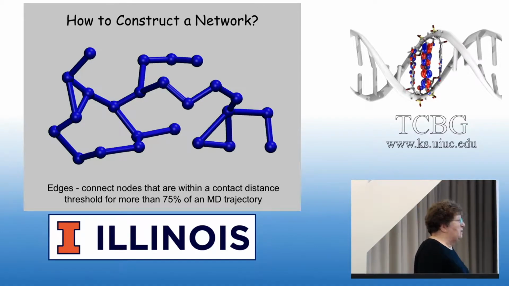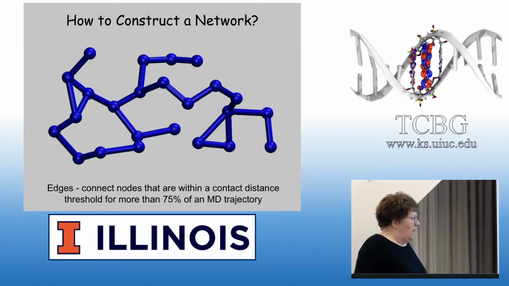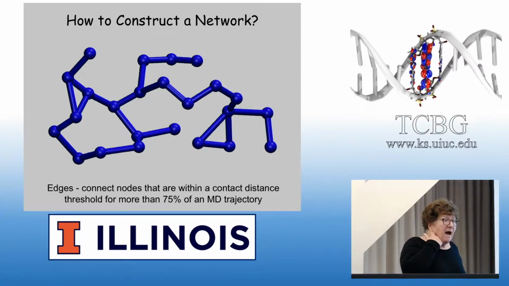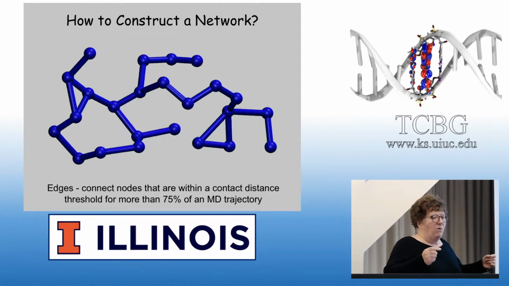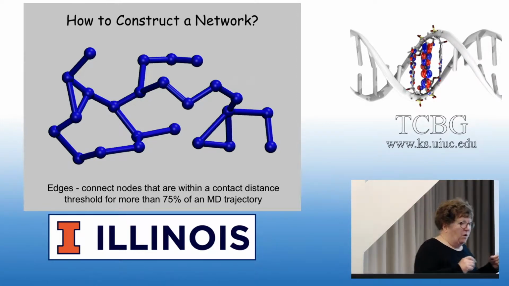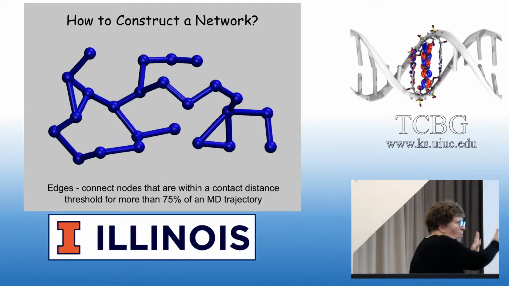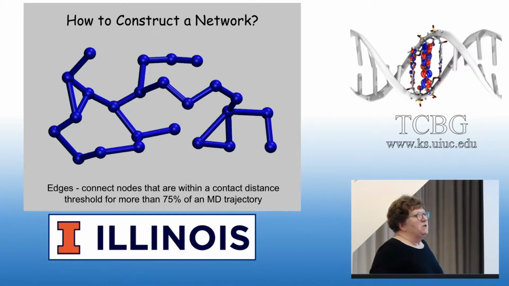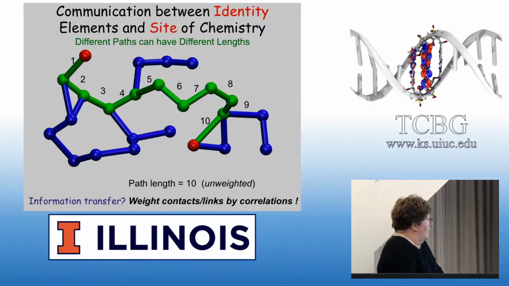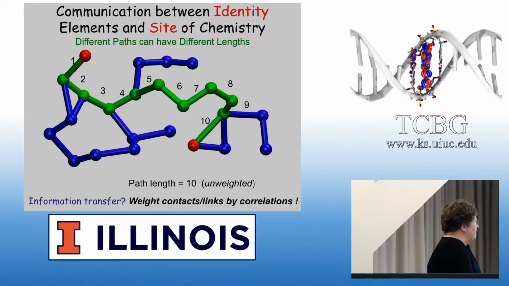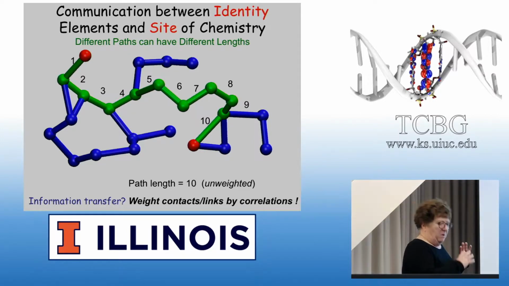Right now, I've drawn them all with equal weights, right? But what you want to do is use the information that you have from your molecular dynamics simulations. And what you have is the information about correlations. The fact that something moves together, or anti-correlated or correlated, that's information, right? So what we're going to do is weight those edges by using the correlations from your simulations, okay?